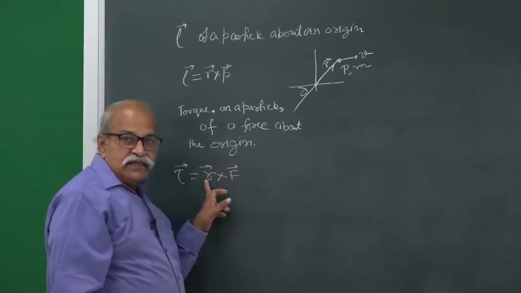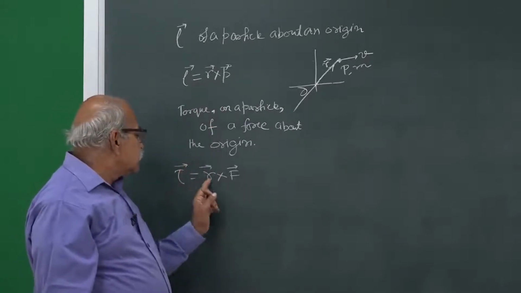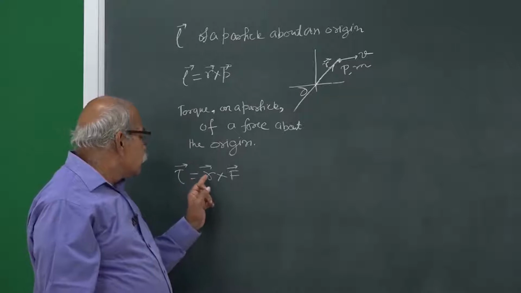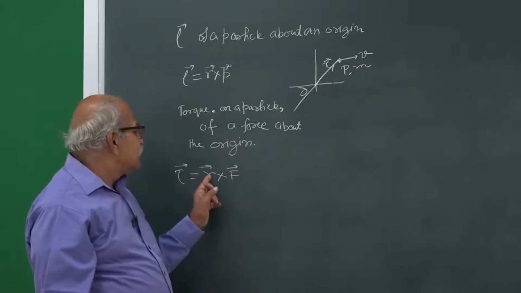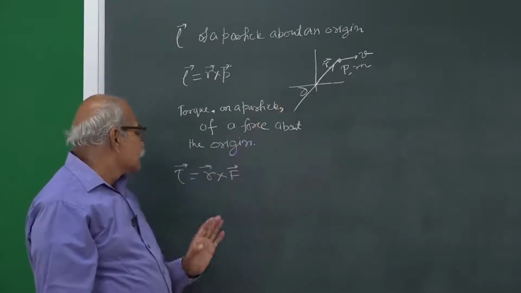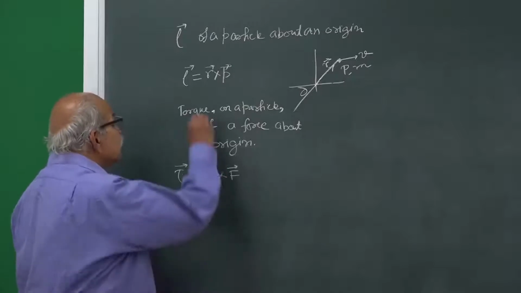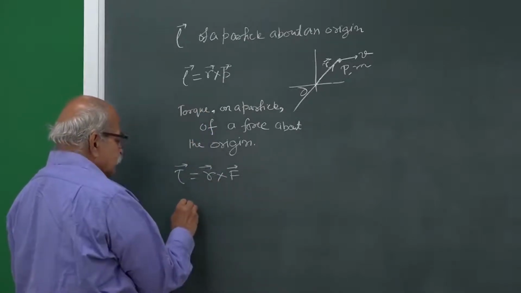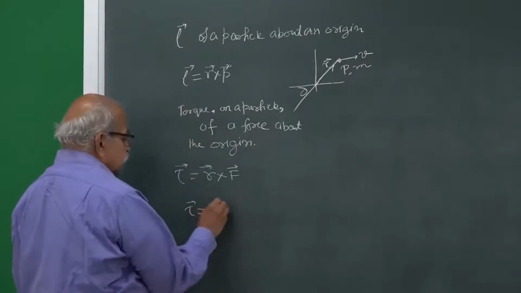This r is the same as this r. This is the position vector of the particle on which this force is acting, and this position vector is taken from the same origin, and then we call this torque about that point. And then you have a very simple relation that torque is equal to dL/dt.